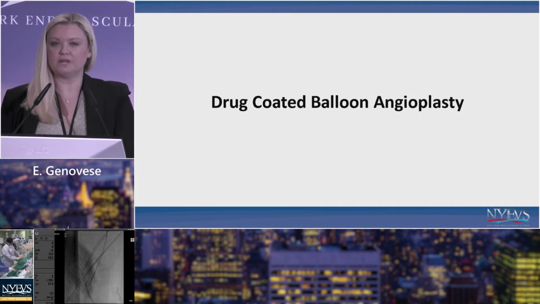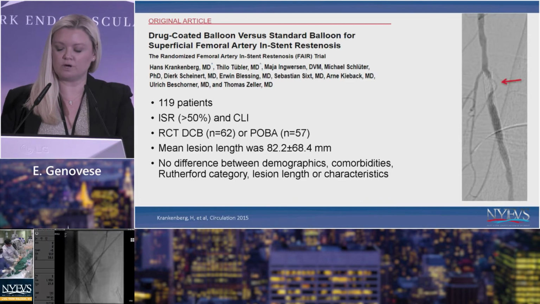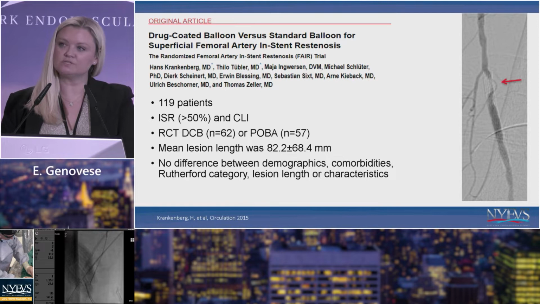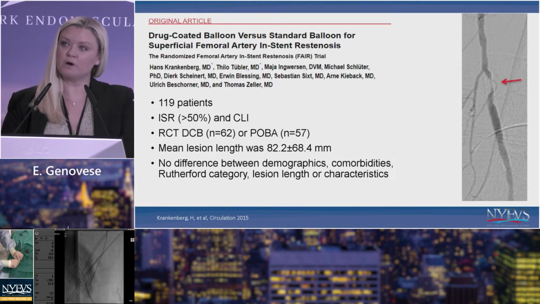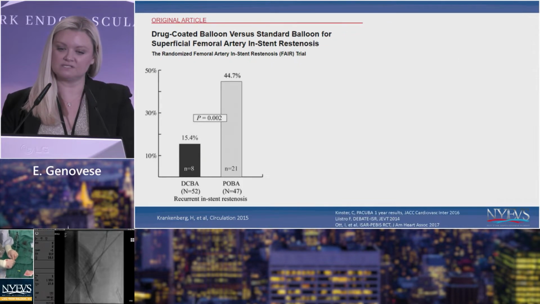So drug-coated balloon angioplasty. This is one of the more modern go-to treatments for ISR. The FAIR trial was a randomized controlled trial that compared DCB to POBA. And the mean lesion length that I want to pay attention to as we go through some of this data is around 80 millimeters. No difference between POBA and DCB with regards to patient demographics or the lesion characteristics.